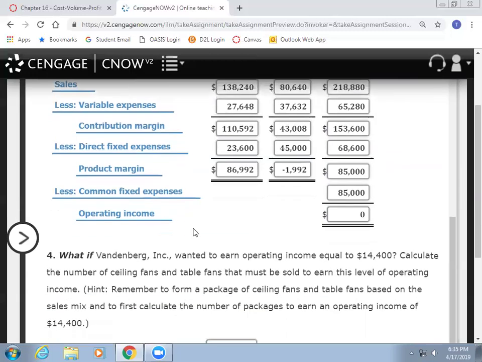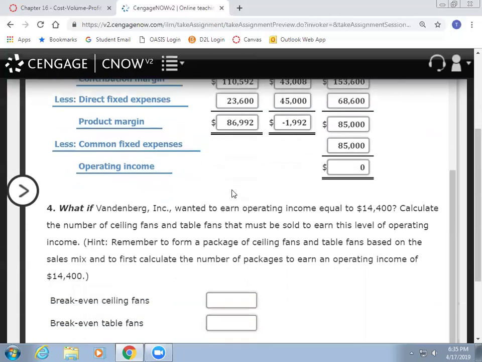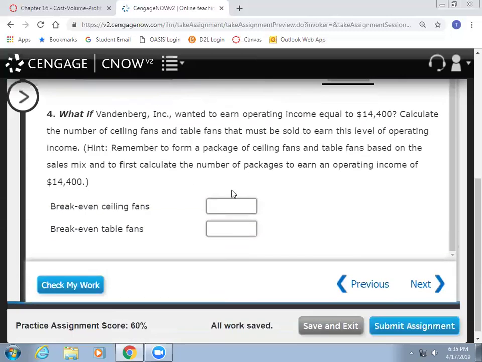Okay. We have a what if, don't we? Of course we do. Just when we think we're finished. What if we wanted to earn operating income equal to 14,400? Calculate the number of ceiling fans and table fans that must be sold to earn this level. Okay. So on that one, it says hint, remember to form a package. Well, we've already done that. So we can still use our $200 package contribution margin. So the good news is all you're changing here is adding in that target profit.